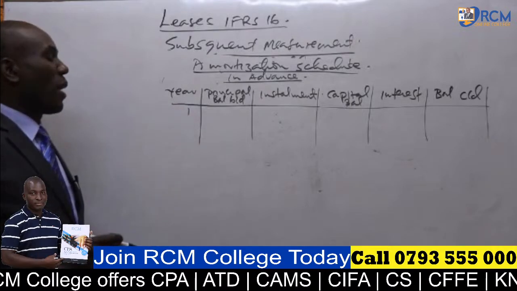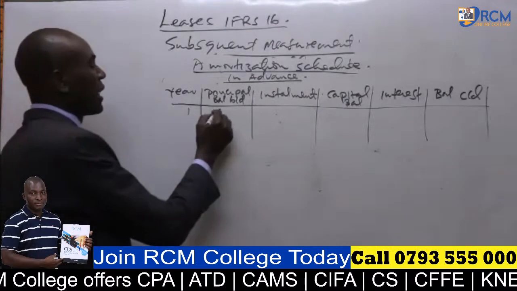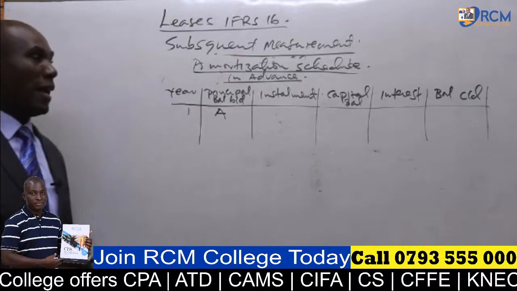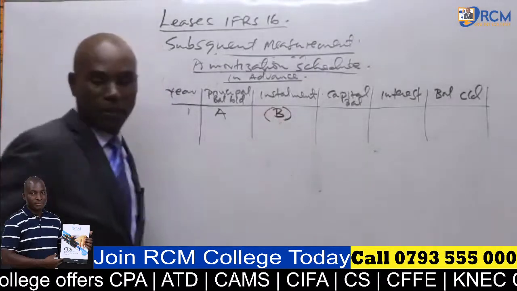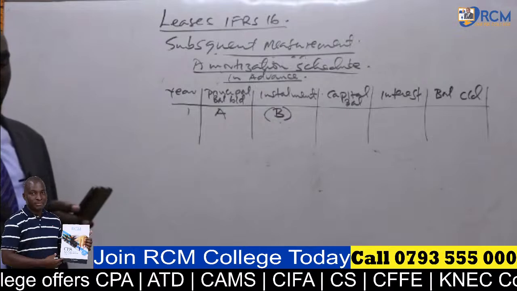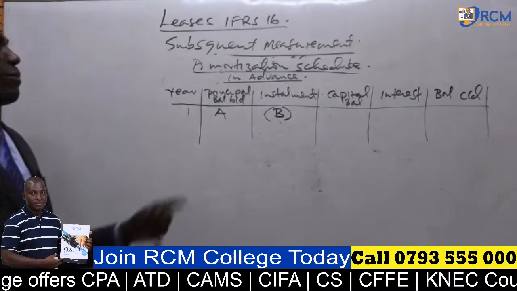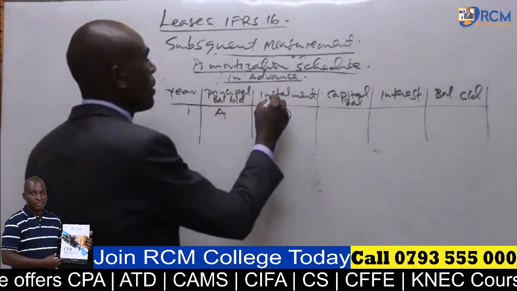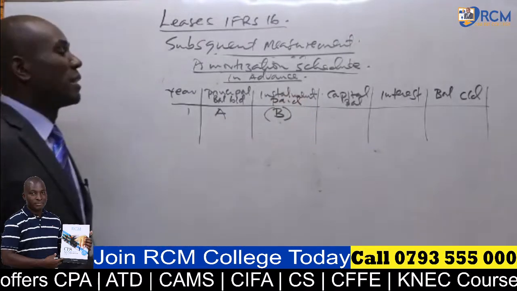Our year is year one. Principal balance, let me put it A. That is my principal balance. Then installment, I make it B. Installment is B. I'm paying out, installment paid. You can say installment paid.